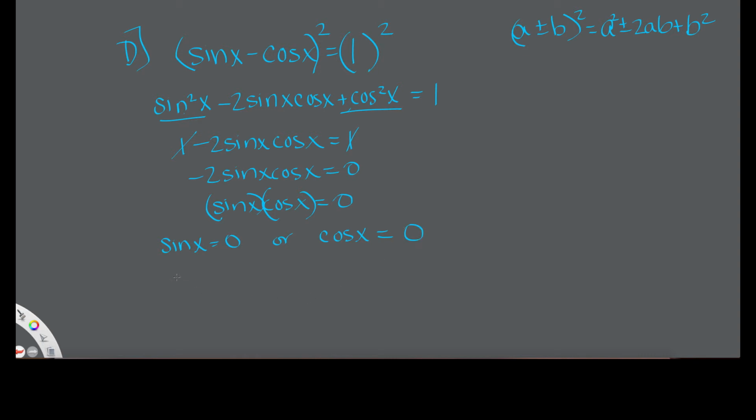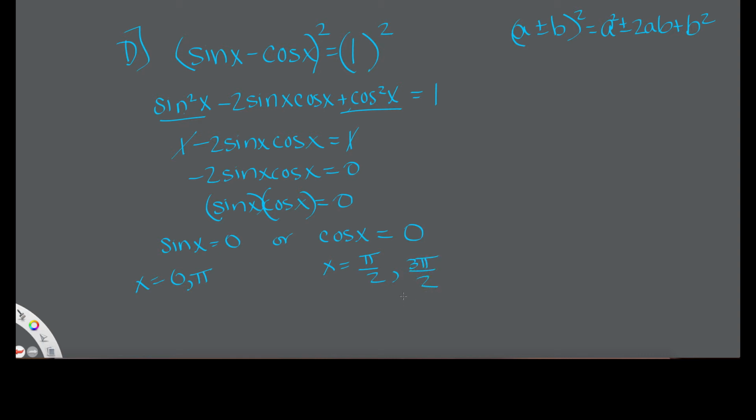Okay, so sine of x equals 0 at 0 and pi. Cosine of x equals 0 at pi over 2 and 3 pi over 2.